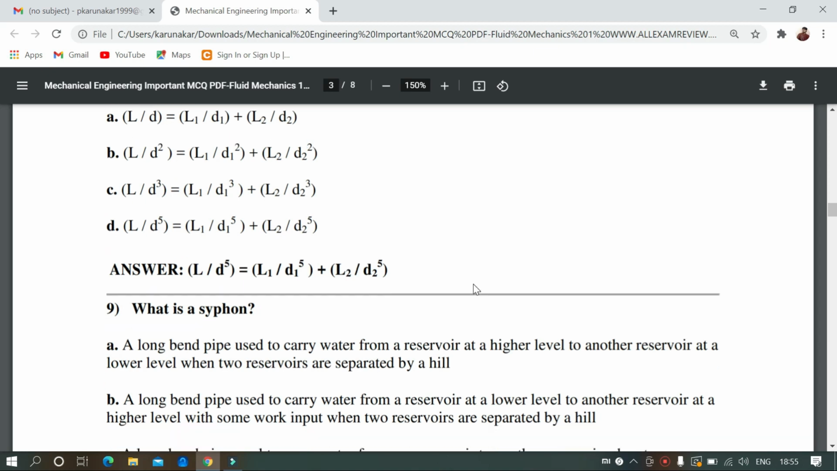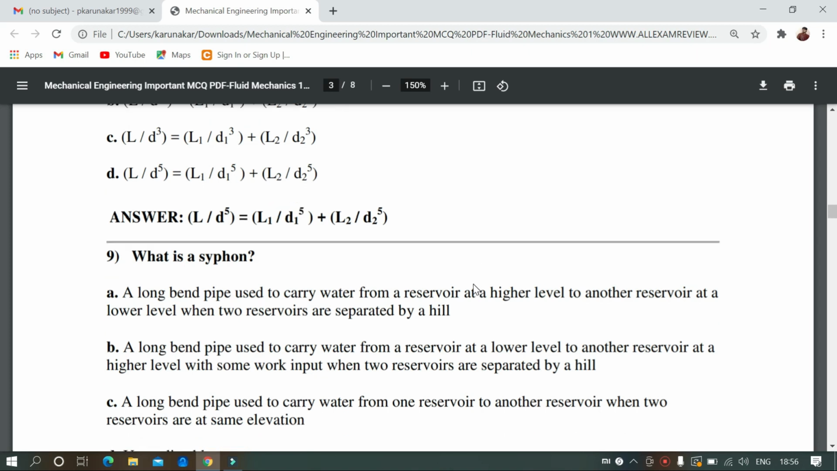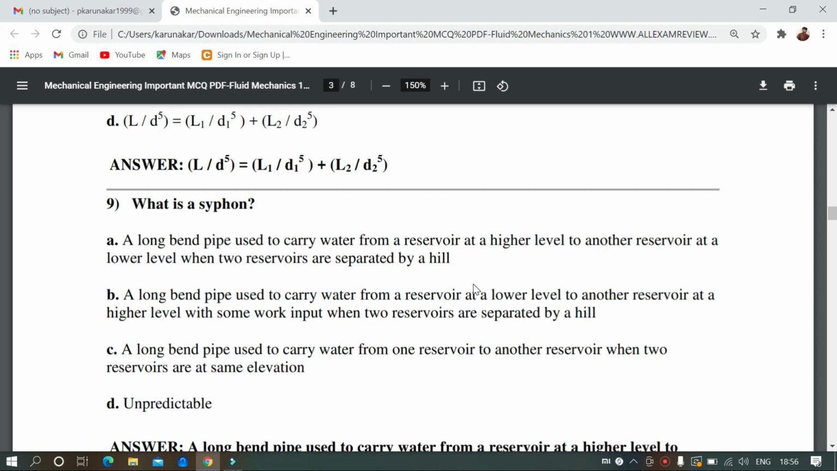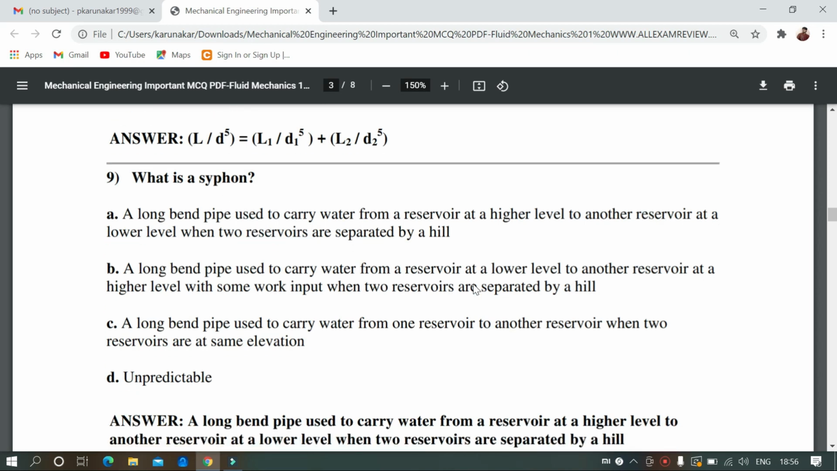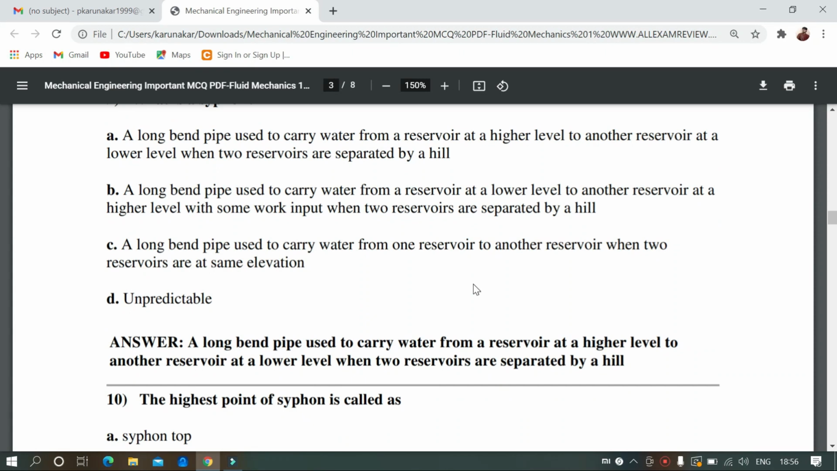And option B says a long bent pipe used to carry water from a reservoir at a lower level to another at a higher level, which is the opposite. Option C says a long bent pipe used to carry water from one reservoir to another when the two reservoirs are at the same elevation. Option D is unpredictable. The correct answer is a long bent pipe used to carry water from a reservoir at a high level to another reservoir at a lower level when the two reservoirs are separated by a hill.